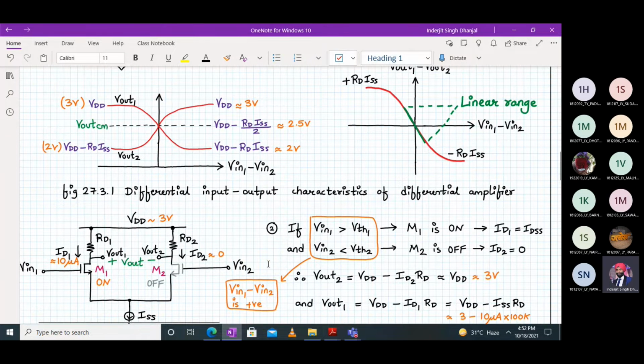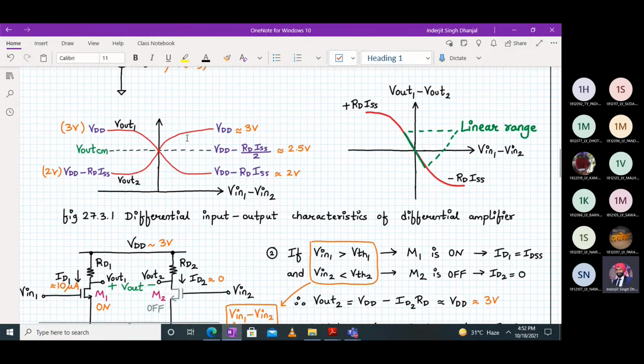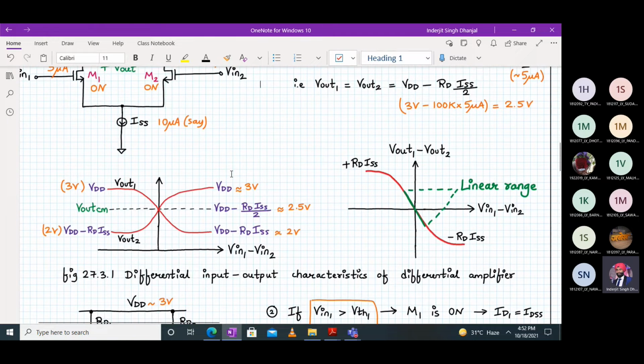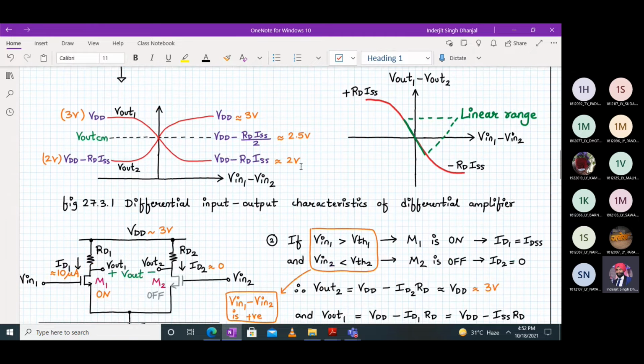V in 1 minus V in 2 is positive. Which transistor is on? My M1 transistor is on. Right. And what will happen to V out 1? Whichever transistor is on, that voltage level will fall down. Okay. So here you see V out 1 level is around 2 volt. And why is V out 2 3 volt? Because the M2 transistor is off. And exactly reverse is the case over here.